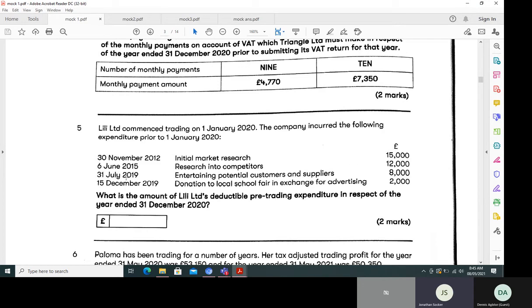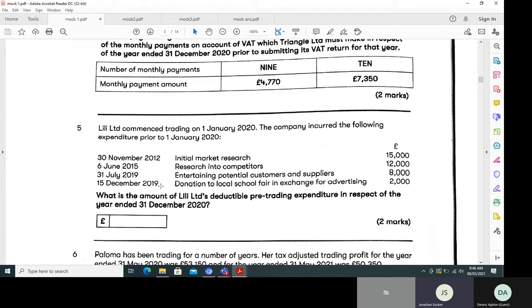Then we have July 2019, entertaining potential customers and suppliers. Is it allowable? It's not allowed. Even though it's within the 7-year interval, the item itself is not something we can allow. We will not allow entertaining suppliers and customers.